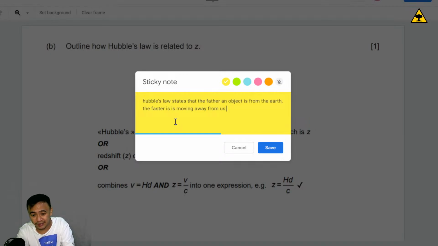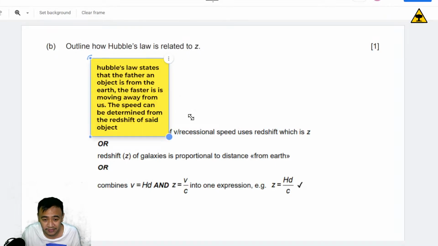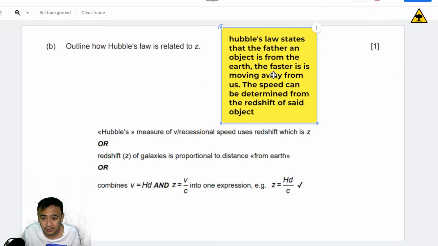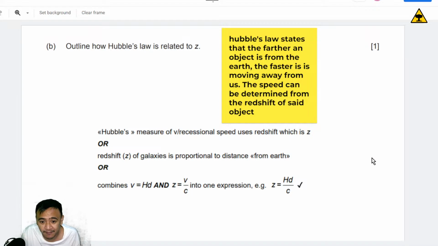I think this will be okay, the speed can be determined from the redshift of said object. There. So I think this is a good enough answer if I would write one myself. The farther an object is from the Earth, the faster it is moving away from us. The speed can be determined by... Okay, that's it.